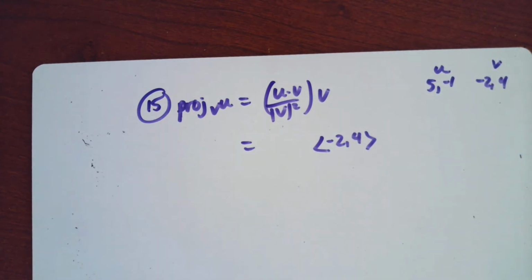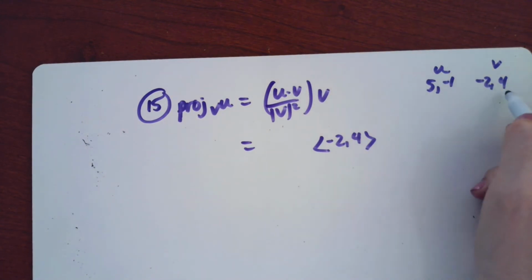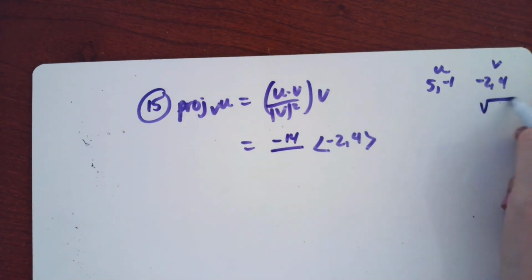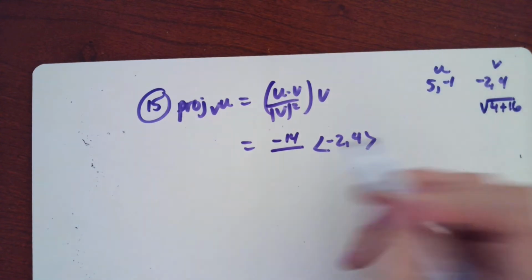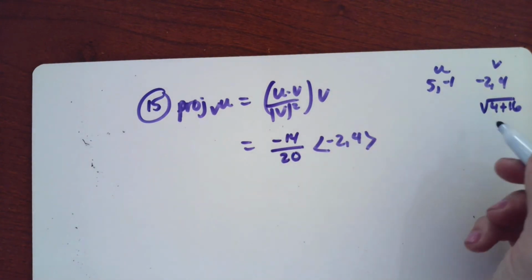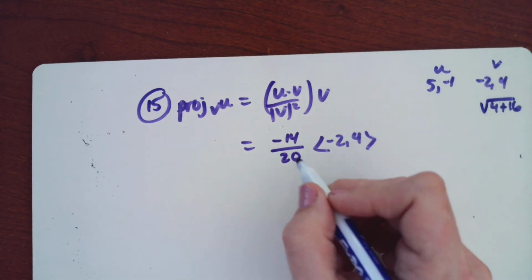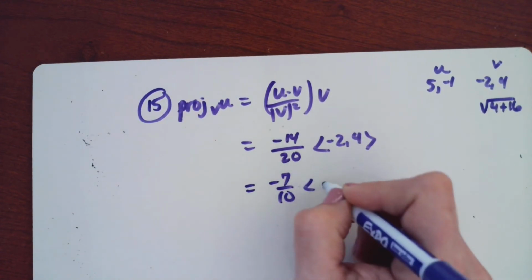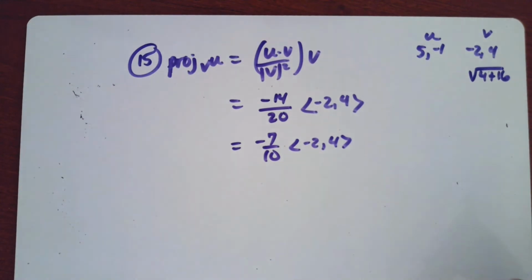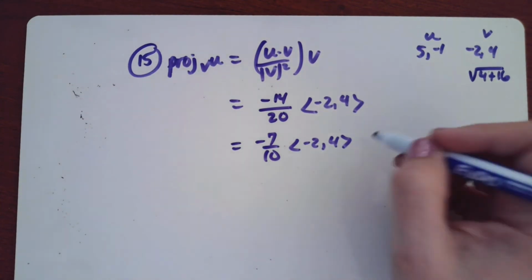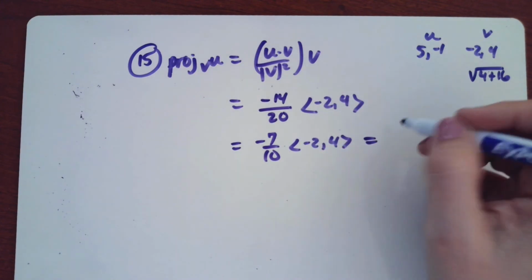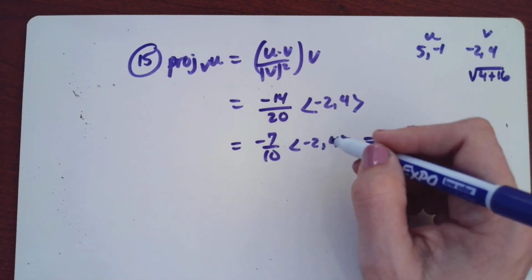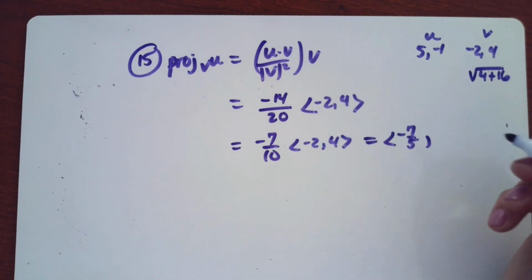All right, so their dot product will be negative 10 plus negative 4, so negative 14. Magnitude of v will be radical 4 plus 16, so radical 20, so it'll be a 20 down there squared. Radical 20 squared is 20. So this changes into 7/10. So I have a negative 7/10 times negative 2 and 4. When I multiply this out, I get negative 14 over 10, so 14 over 10 will be 7 over 5. And then I get negative 28 over 10, which will be 14 over 5.